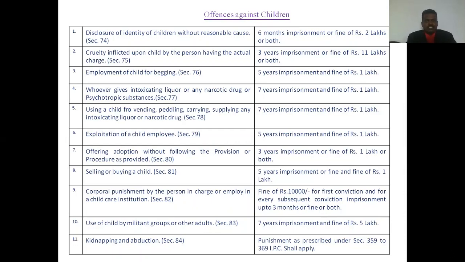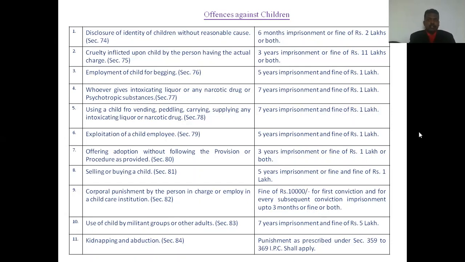So the first one is disclosure of identity of children without reasonable cause. Section 74 talks about that. It is an offense against children when there is disclosure of identity of children without reasonable cause. The punishment is 6 months of imprisonment or a fine of rupees 2 lakhs, or both. These are very important ones.